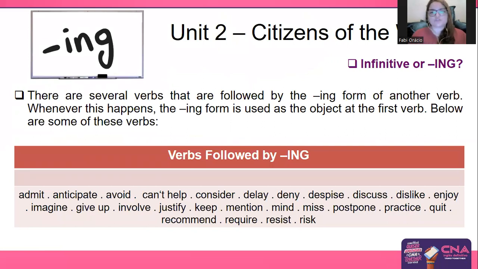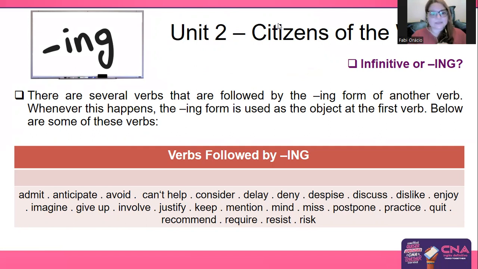And on Unit 2, we saw one more way of using -ing. There are several verbs that are followed by the -ing form of another verb. Whenever this happens, the -ing form is used as the object of the first verb. Below are some of these verbs. So, verbs followed by -ing only.